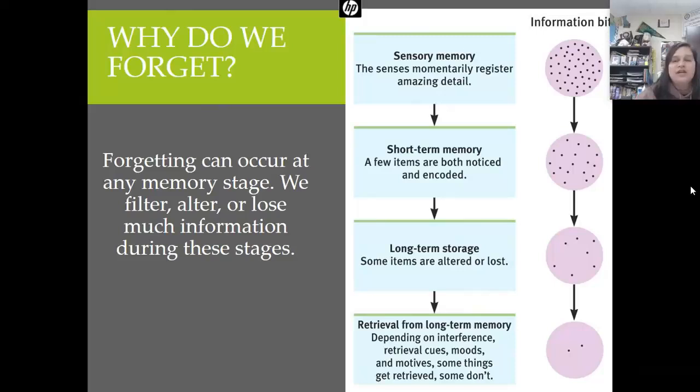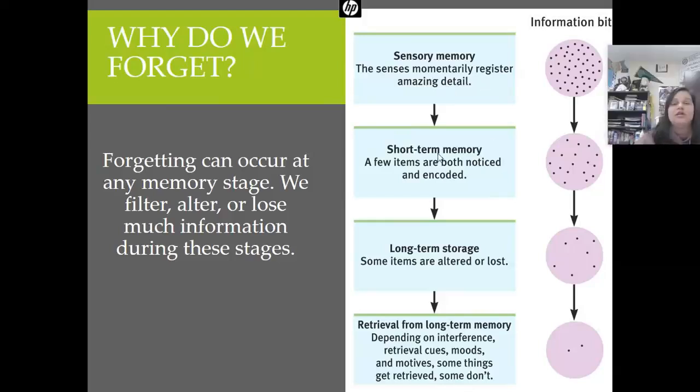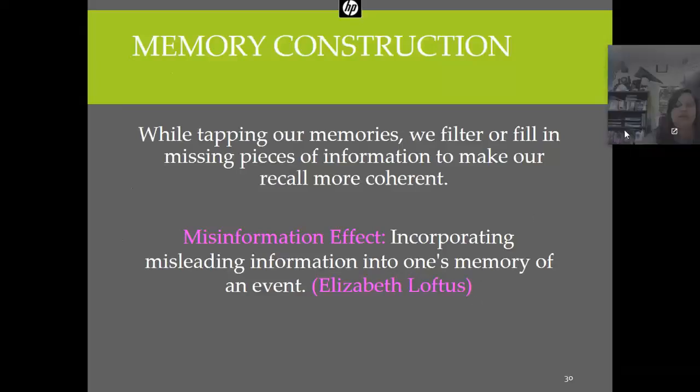So why do we forget? A little bit of a summary here. The sensory memory, the senses momentarily register amazing detail, but they leave a lot of stuff out. Short-term memory, a few items are noticed and encoded, but not everything. In long-term storage, some items are altered or lost. And then depending on interference, retrieval cues, moods, motives, some things get retrieved, but not everything. So even though we have that infinite long-term memory, you've got to be able to get it out of that memory store and able to use it.